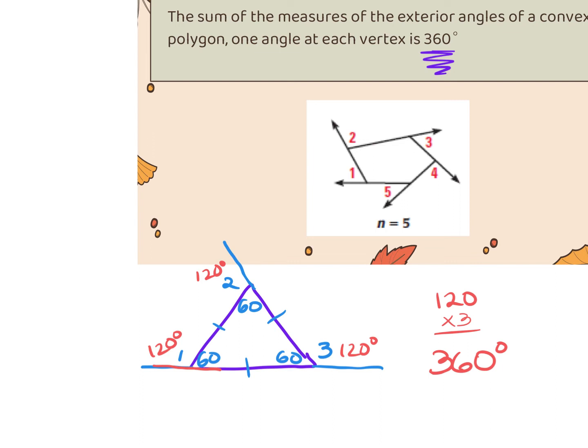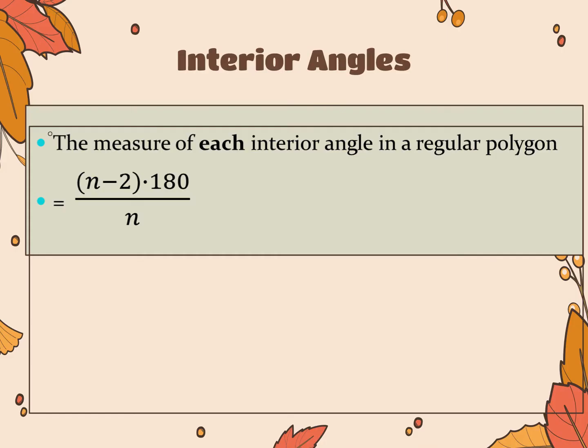Before this, we were talking about sums. Now we're going to start talking about what each angle would measure if it's a regular polygon. So to find the measure of each interior angle in a regular polygon, this only works for regular, when all angles are congruent, what we're going to do is take the formula we memorized, the n minus 2 times 180, but then we divide that by the number of sides. So we just take it one step further, and now we're going to divide it.